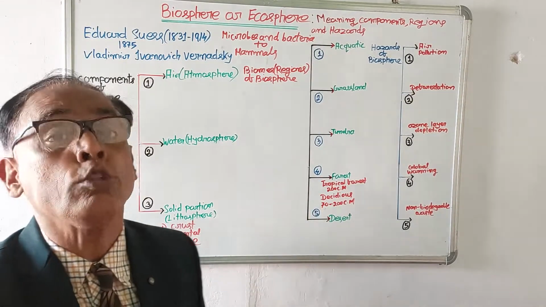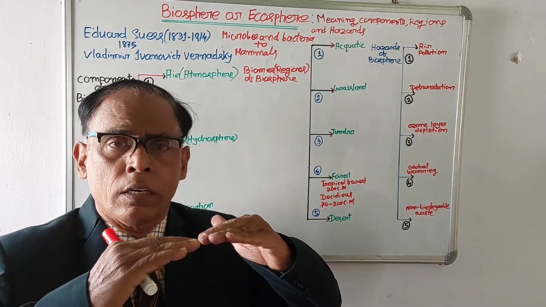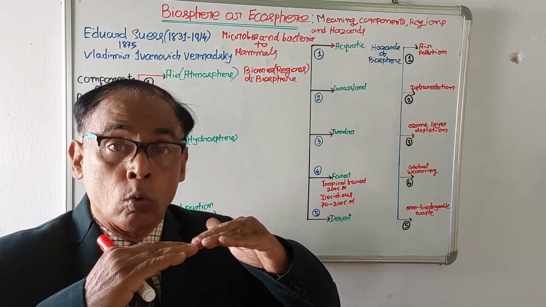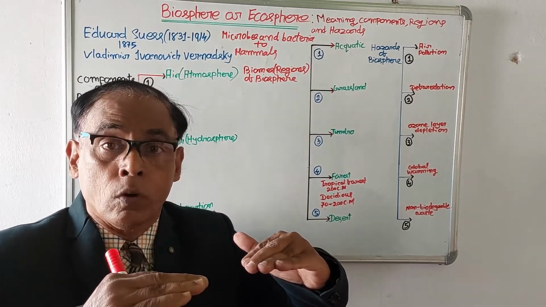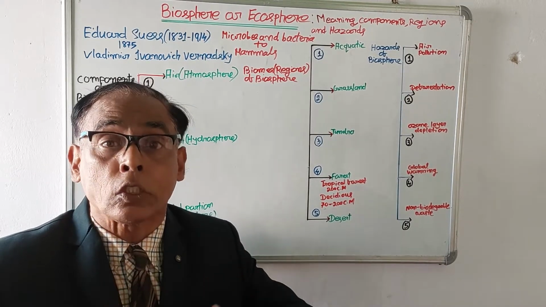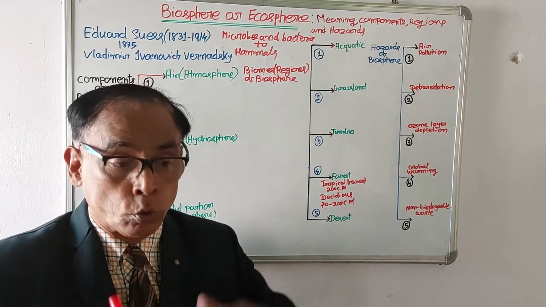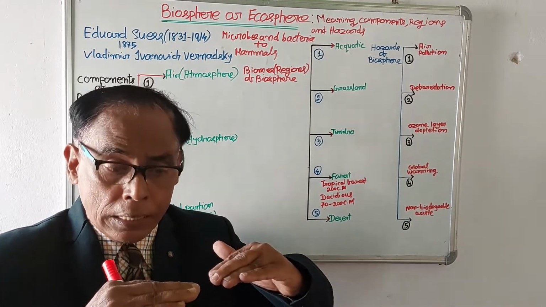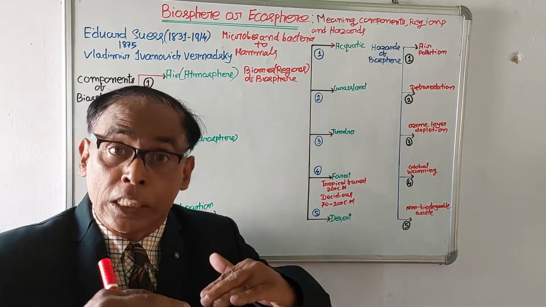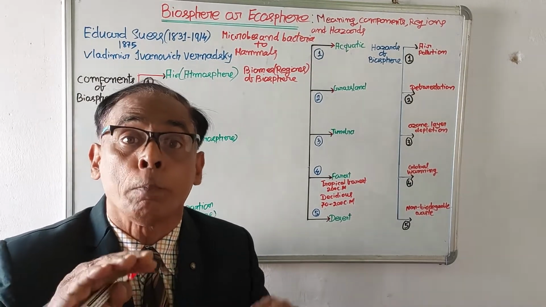And number three, tundra. Tundra means the cold area where under the soil there is water. So tundra area means it is an area where in the subsoil, or under the soil, water is found in frozen form.